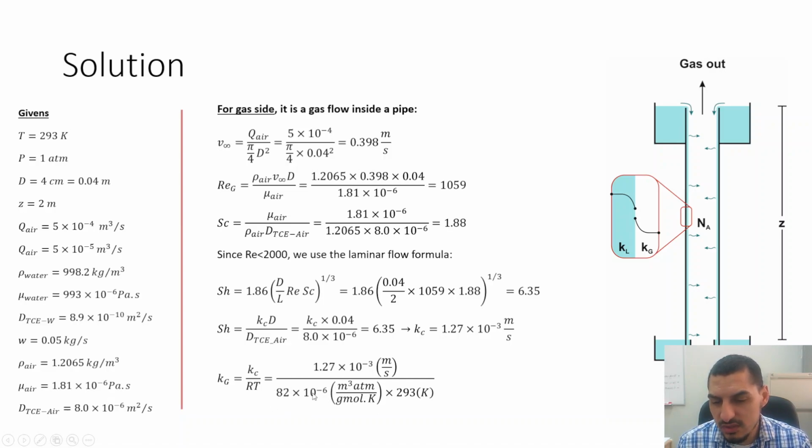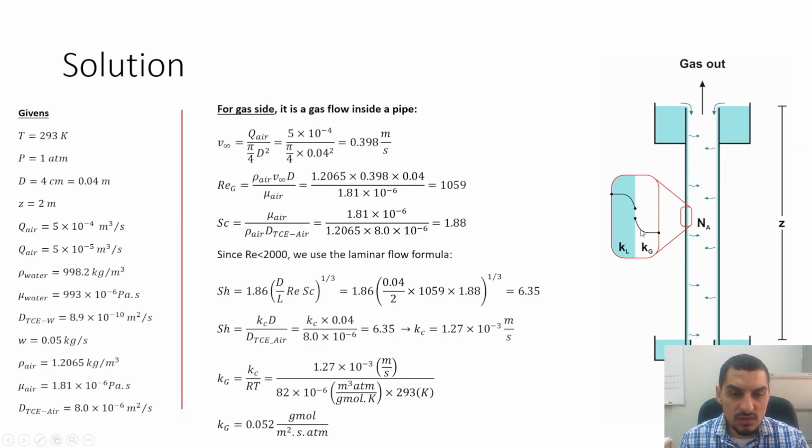R is 0.082 in liter atmospheres per mole Kelvin. So you have to multiply it by 10 to the power minus 3 to make it meter cubed atmosphere per mole Kelvin, and then the output is going to be 0.052 gram moles per meter squared second atmosphere. So this is Kg.